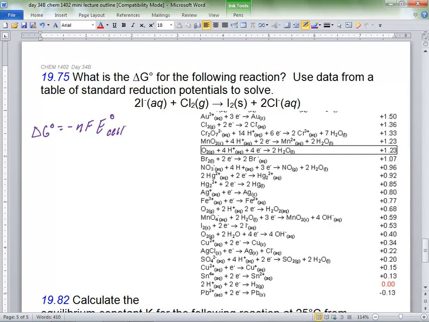Okay, Victoria, what do you want to do first? Find the two half reactions. Okay, let's write them out then. What would they be? See how she's copying this? 2I⁻ goes to I2, solid. Okay. Well, it's right here.